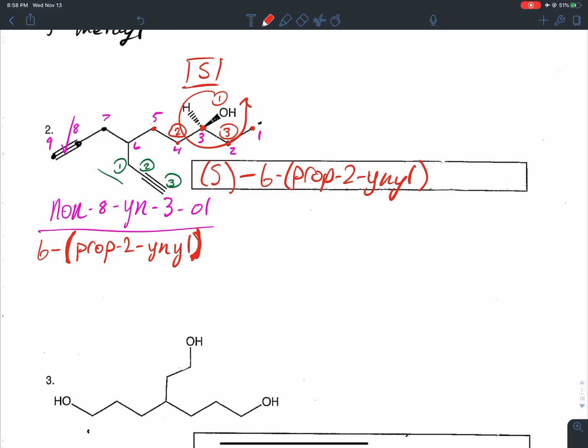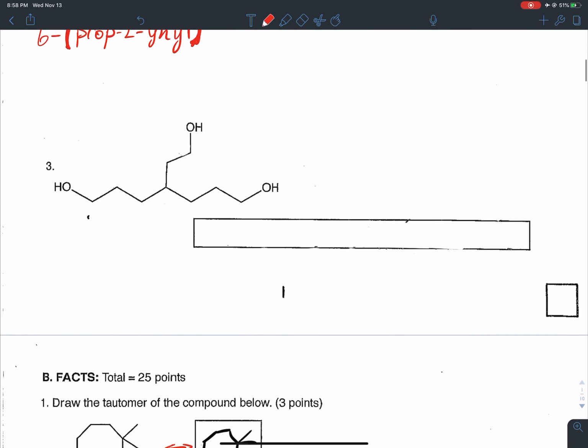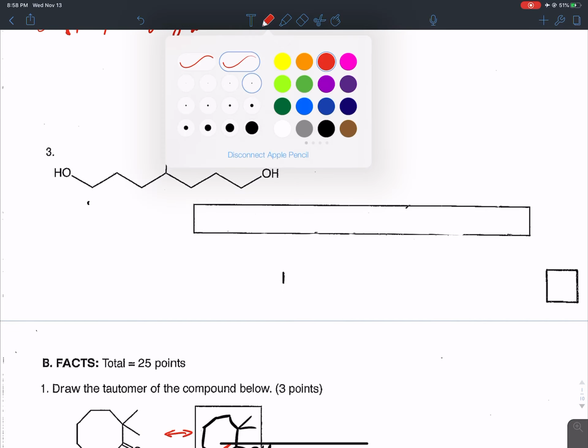Then we're going to say our parent name, non-8-ene-3-all. It's a long one. But you can see if you just work the problem systematically, even though this is a super long, terrifying name, it doesn't really matter. Every bite-sized piece is totally doable on this thing. Awesome, here we go. Last one.